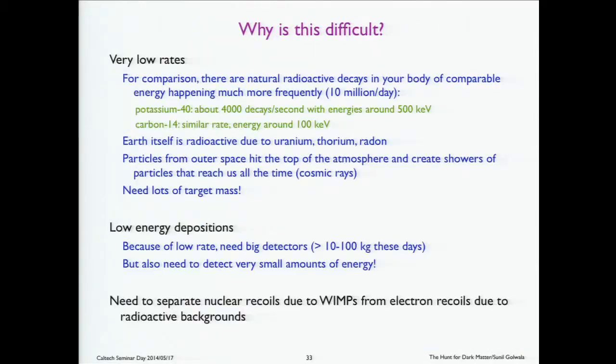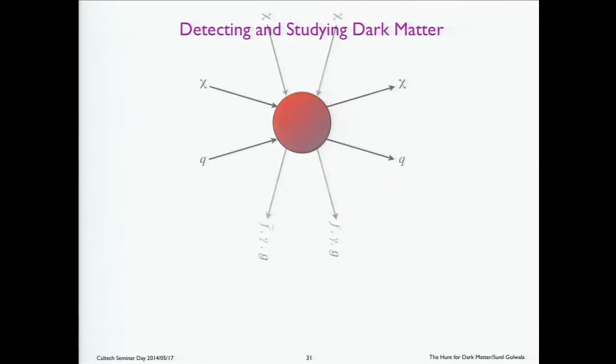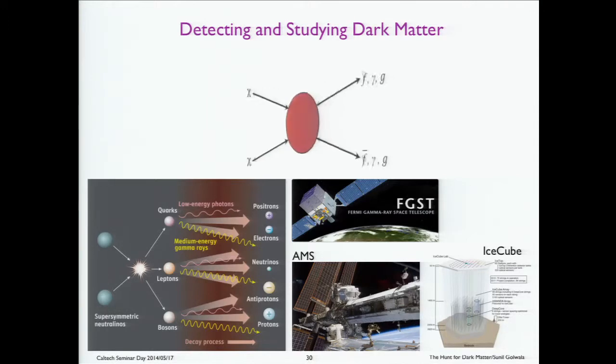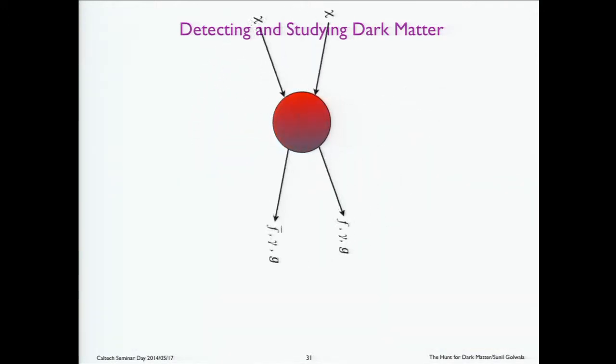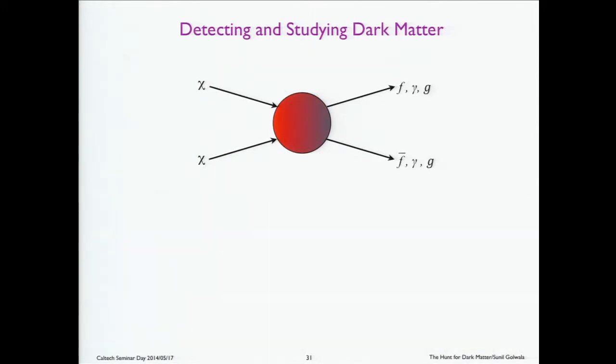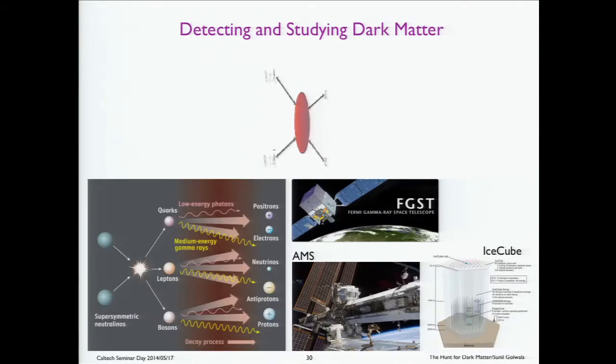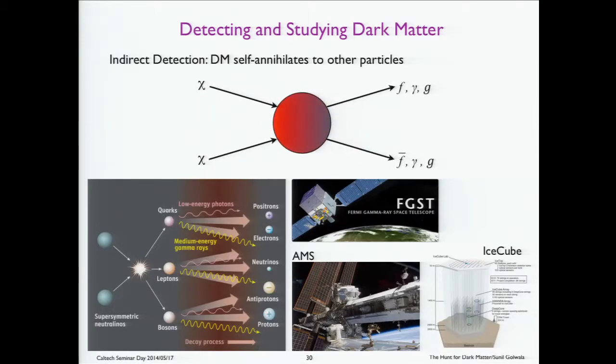Comment on the excess high-energy gamma rays observed by the Fermi Gamma Ray Telescope in the center of our galaxy. Right, so the question was asked about the excess of gamma rays from the center of our galaxy seen by the Fermi Gamma Ray Space Telescope. So that's this technique back here, where you have dark matter particles annihilating and producing gamma rays.